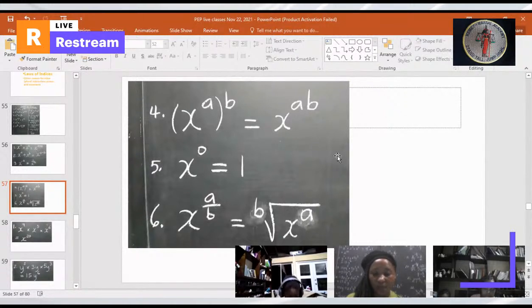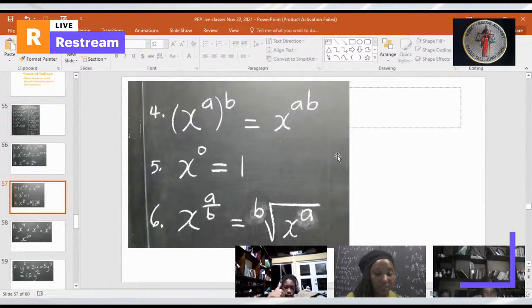And the last rule that we looked at tonight: a number or variable raised to a fractional power, where a is the numerator and b is the denominator. b tells you the root that you're to find, and a tells you the power that you're to raise that answer to. So x to the a over b is equal to the b root of x to the a.